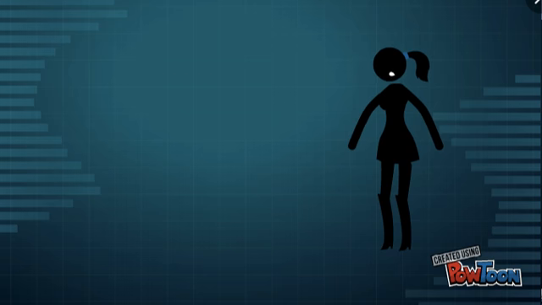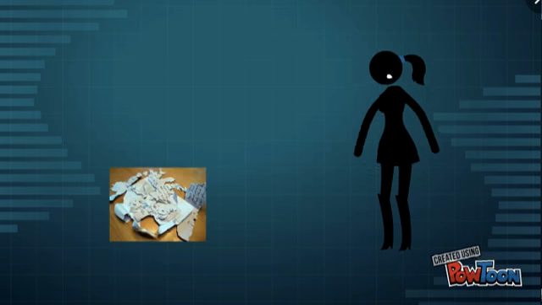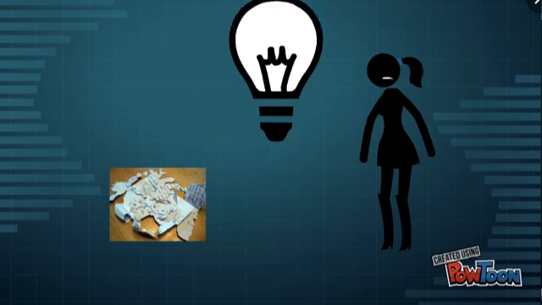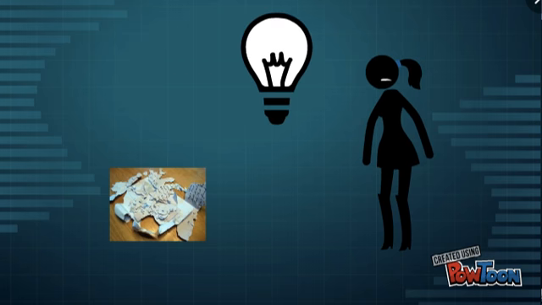Suppose you get to school and you see your friend is hunched over. Then you see a torn paper on the floor. You can infer that they are sad because their homework is torn.